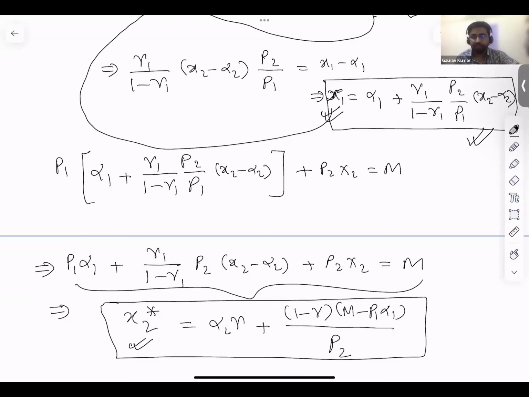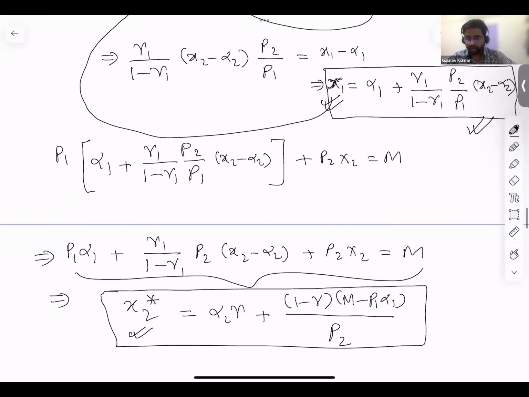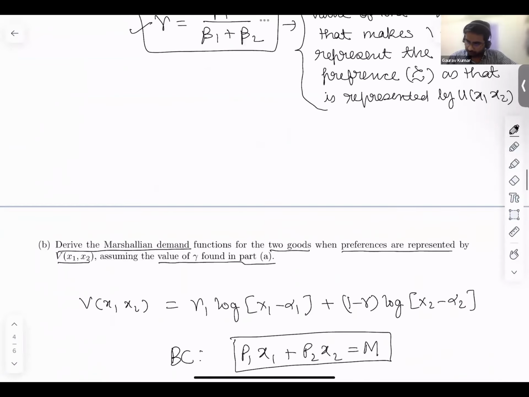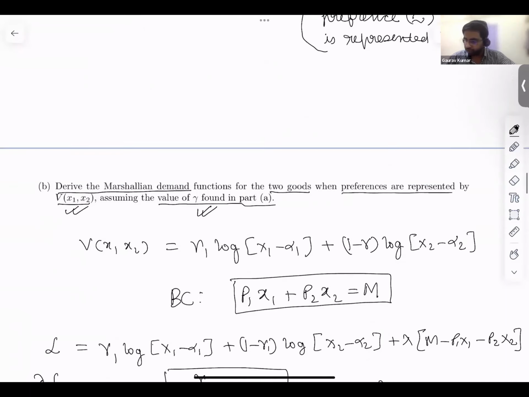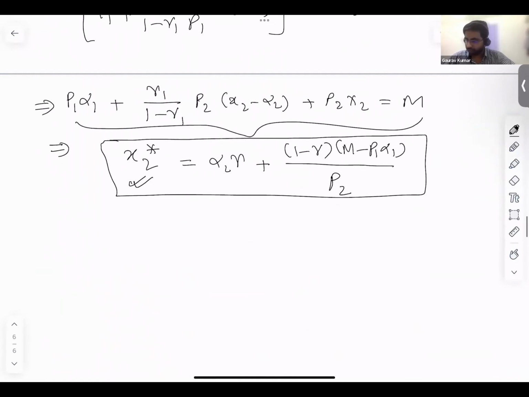Okay, so since Navya is saying that she has understood, I assume all of you have understood. So we have derived the Marshallian demand, assuming that the value of gamma was known. Derive the Marshallian demand function for the two goods when preferences are represented by V of x1, x2, assuming the value of gamma has been known. So we have derived it. So we can proceed to the next question.